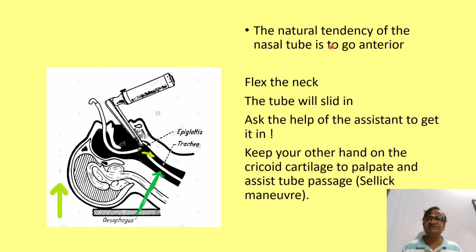The natural tendency of the nasal tube is to go anterior after it crosses the oropharynx. Then if it hitches here, you have to flex the neck. If you flex the neck, the tube will slide in. Keep your other hand on the cricoid cartilage to palpate and assist. Sometimes you need a Sellick's maneuver to get at the tube here. This is the esophagus, which is posterior. Now it is going anterior to the larynx. Just flex the neck.